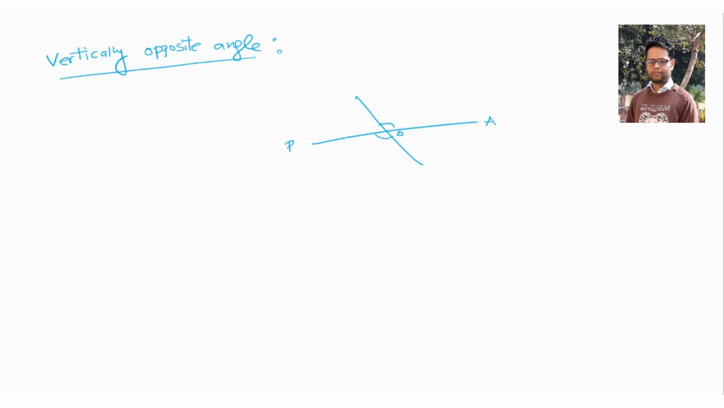So very simple thing. Now the very important thing, vertically opposite angles. Vertically opposite angle. Okay, these two angles are there. This is O, A, B, C, D.